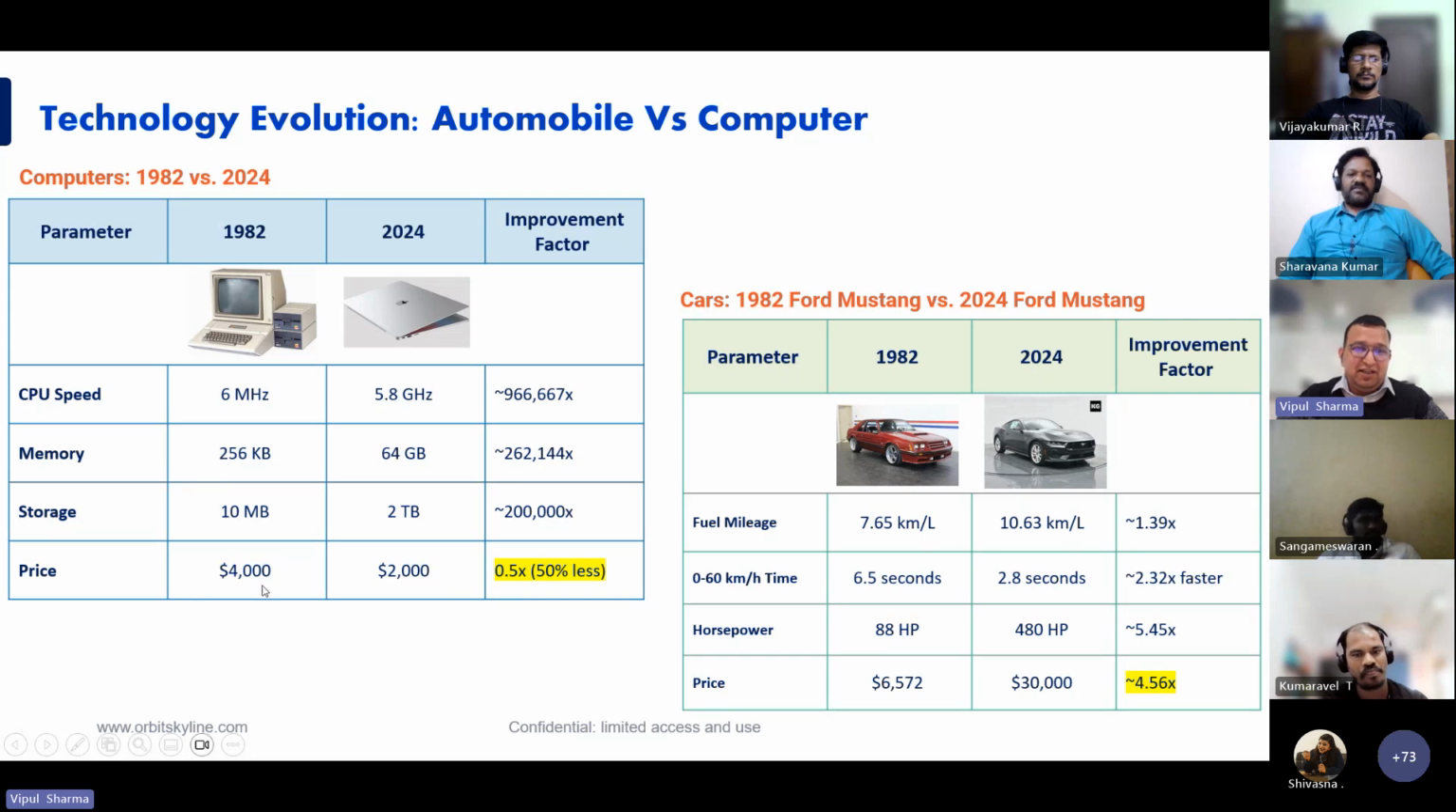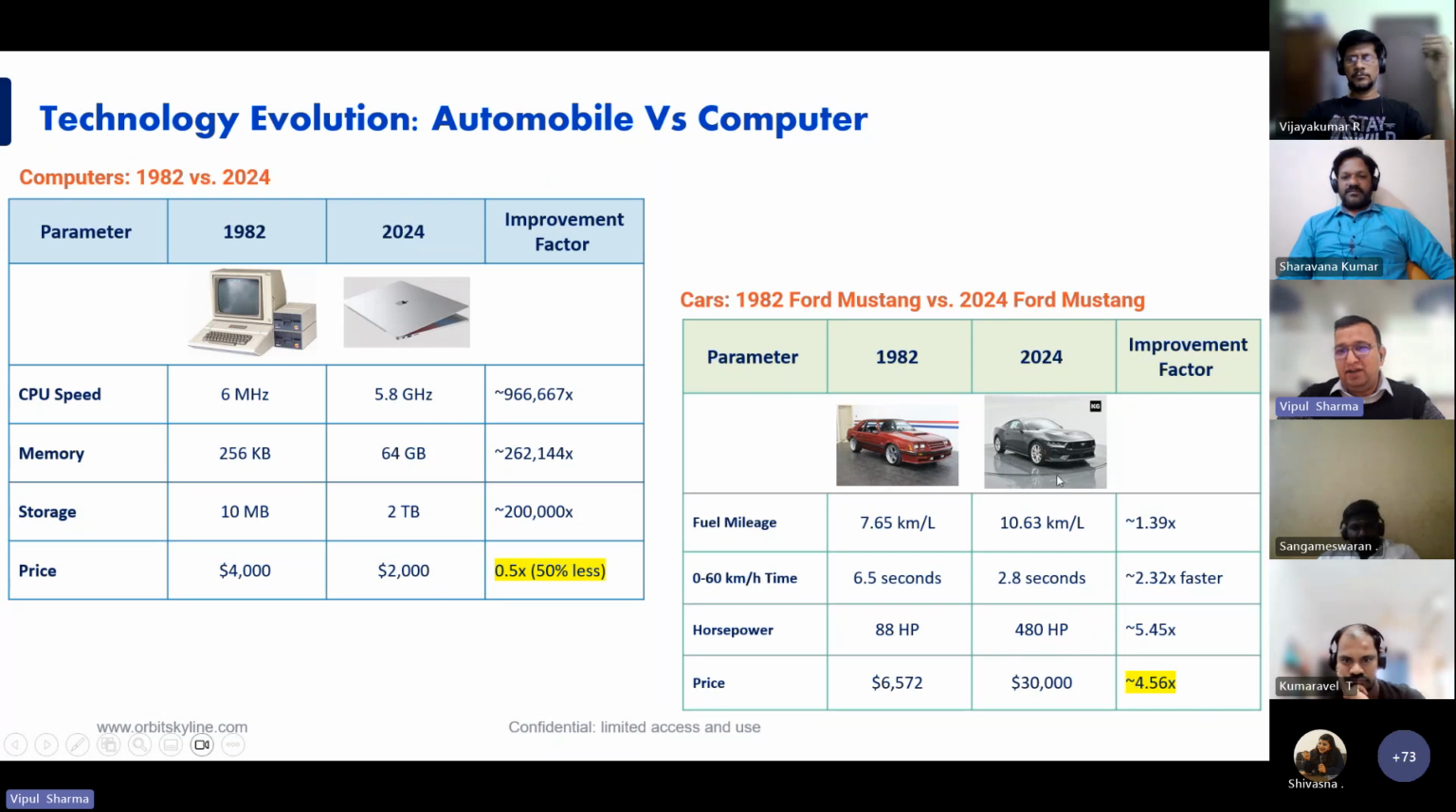But the interesting thing is just see what the price is. This computer used to cost around $4,000 4 decades back. But this Apple laptop costs only $2,000, and this is almost 50% less. And the factor of improvement which you see here is almost 100,000 or a million times improvement in the specifications of that particular computer.